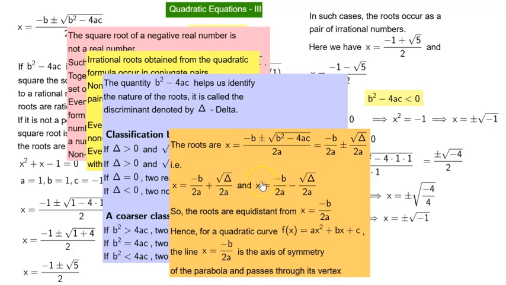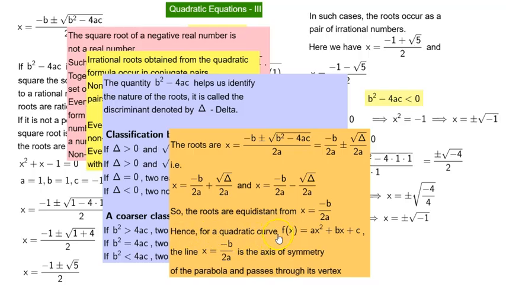Now, in the previous session, we saw the axis of symmetry. So the roots are x equal to minus b plus or minus square root of b square minus 4ac by 2a, which we can split into two fractions: minus b by 2a plus or minus square root of delta by 2a. This we can write as two separate expressions, x equal to minus b by 2a plus square root of delta by 2a, and x equal to minus b by 2a minus square root of delta by 2a. So the roots are equidistant from x equal to minus b by 2a.